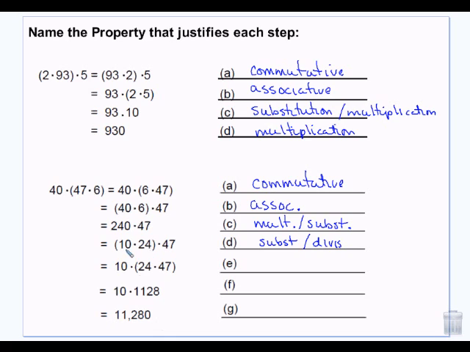Okay, and then I move this parenthesis from here to here. And then I multiplied these together. So again, you can write substitution or you could write multiplication. Multiplication only has one T. And then 10 times, yeah, multiplication.